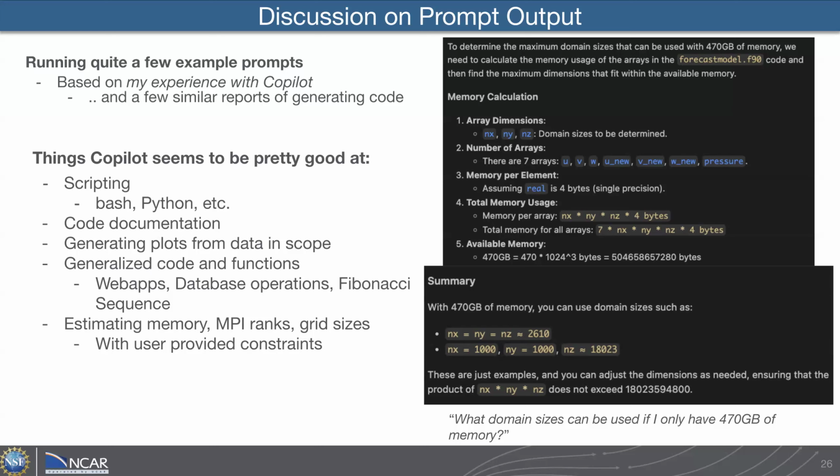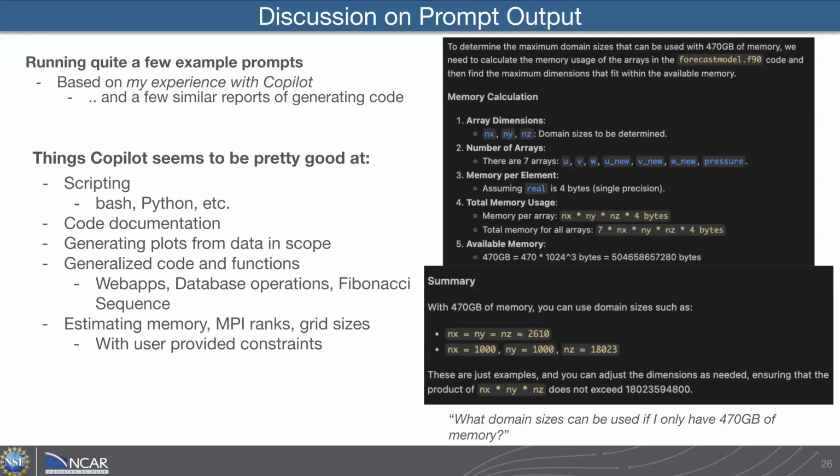The other thing too is that it does seem to be pretty good at estimating processor or memory requirements within code that you have open. So this screen that I have on the right, just a simple query of what domain sizes can be used if I only have this constraint of 470 gigabytes of memory. And I think most of us, as we've done some coding and programming, have an idea of what constraints are there. So being able to prompt this usually provides a good basis, at least for giving you a ballpark idea of those limitations.